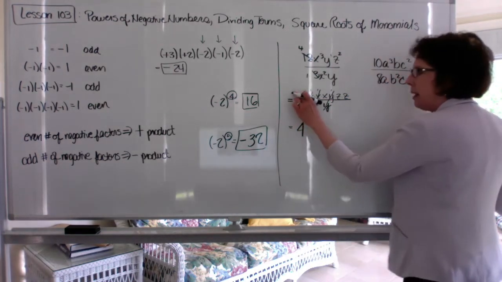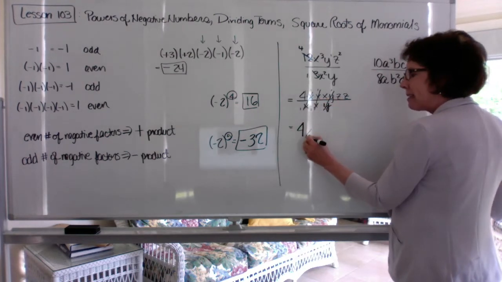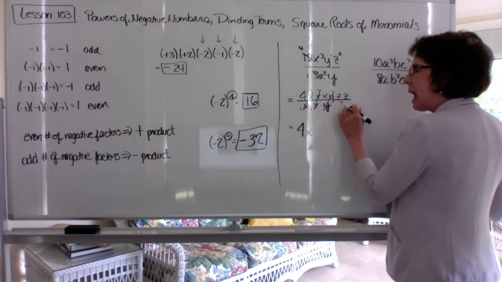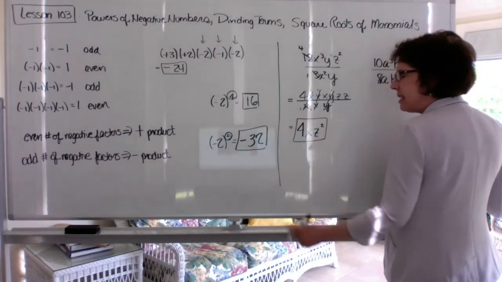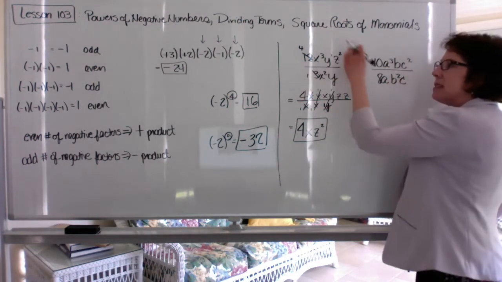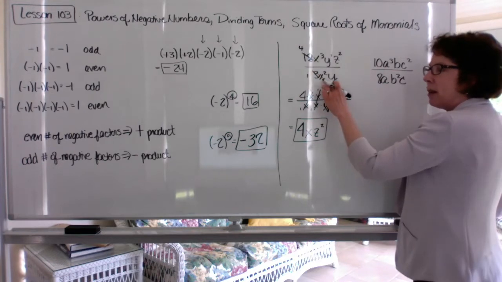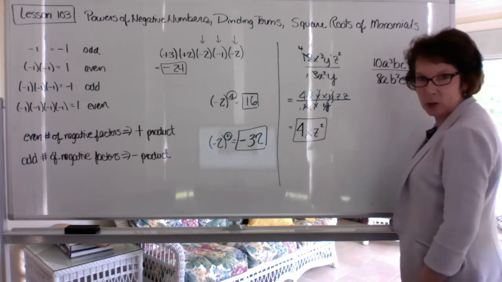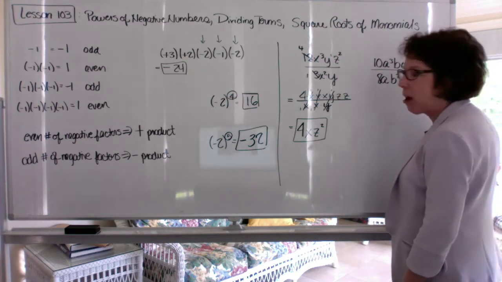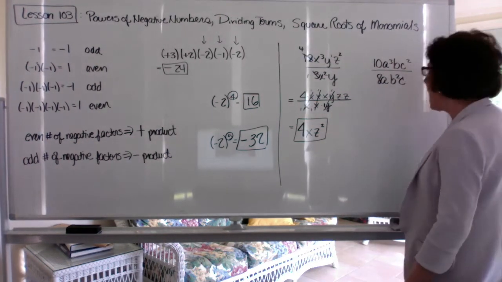I've got a 4 here. I've got one x left that wasn't canceled out, and I've got two z's. So I'm going to rewrite that as z squared. So this original fraction simplifies to 4xz squared. I cancel out my common factors. Now let's go to this last one.